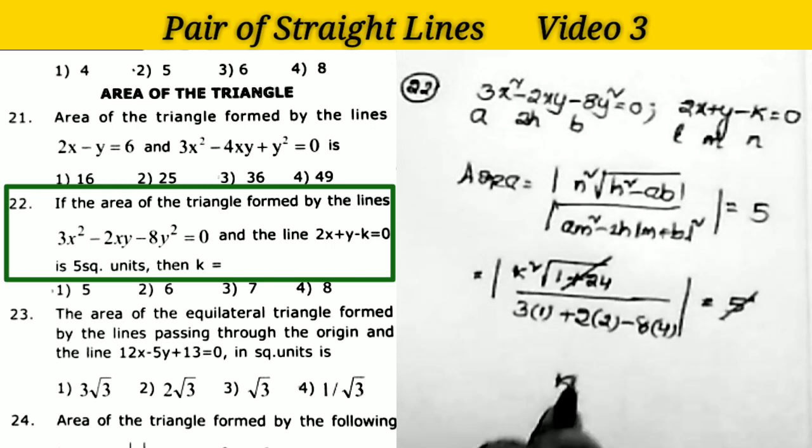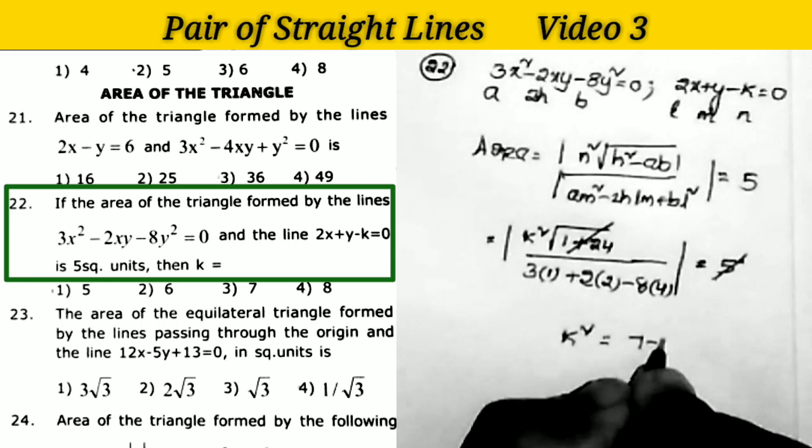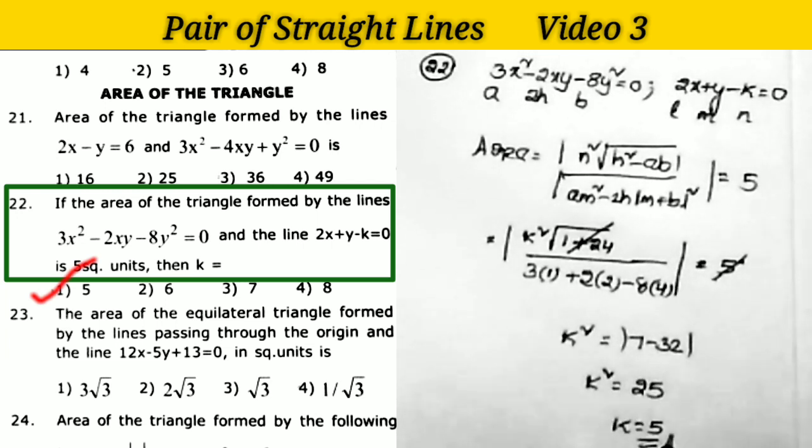That is k square is equal to, this is 4 plus 3, 7 minus 32, under modulus 7 minus 32. That is k square is equal to 25. Therefore the value of k is equal to 5. That's all. And this is the first option.